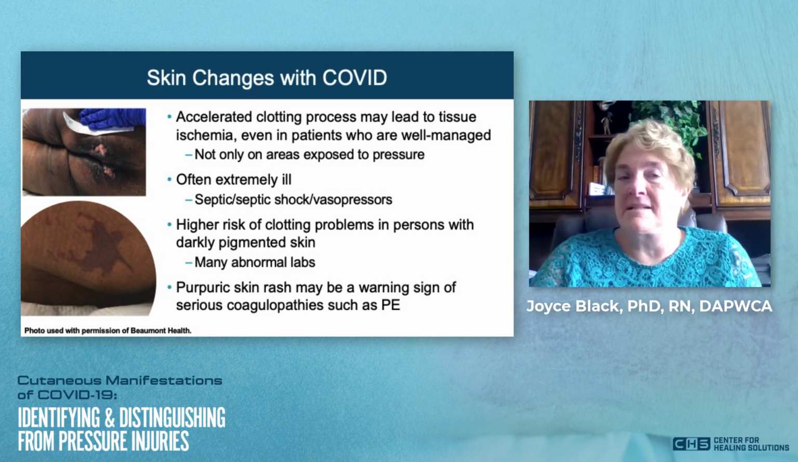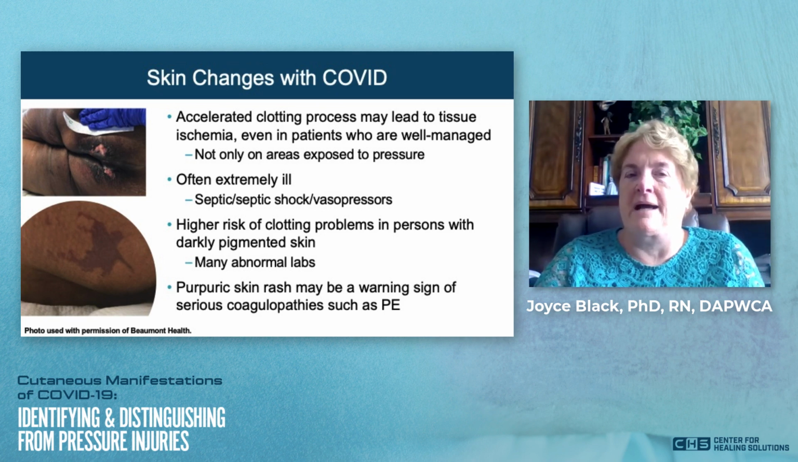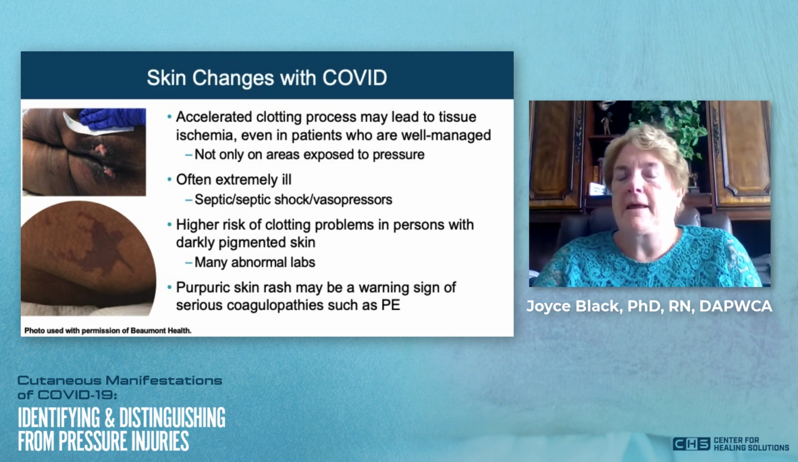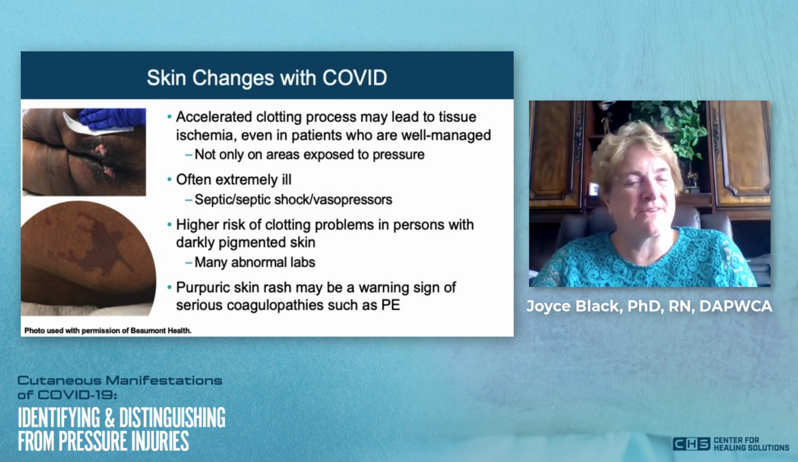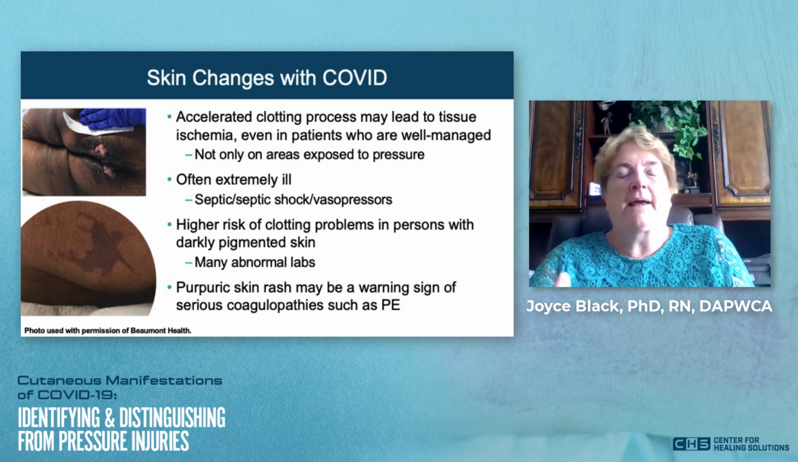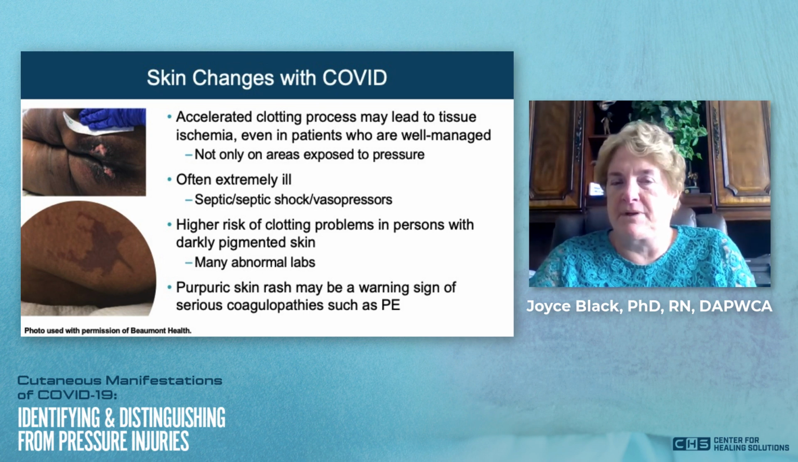Does it mean it's going to disappear? No, unfortunately not. That's ischemic skin. And you're going to want to try to improve perfusion to the skin, recognizing that those clots are there and recognizing that the body's ability to internally break down those clots is missing because of the accelerated clotting process.